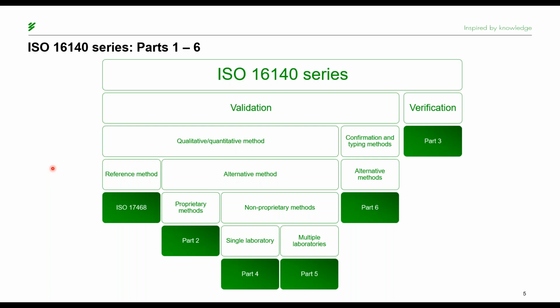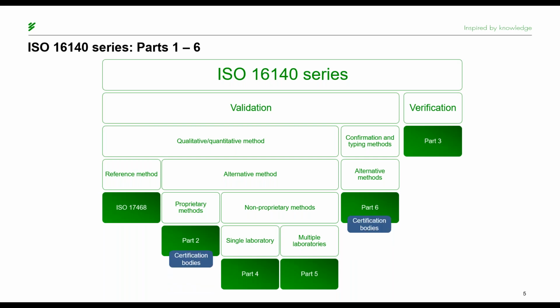If it's a reference method, we would look at ISO 17468. On the contrary, if it's an alternative method, again we have to check: is it a proprietary method or a non-proprietary method? If it's the first, then we would consult part 2. If it's a non-proprietary method, again we have a question: is it for a single laboratory or for multiple laboratories? If it's for a single laboratory, as in our case, we would go to part 4, or for multiple laboratories, which would be part 5.